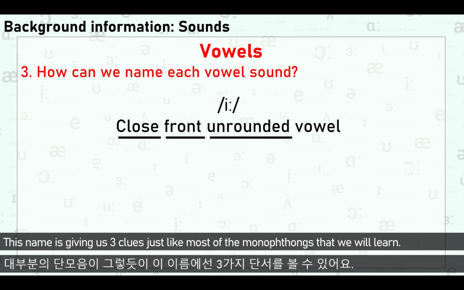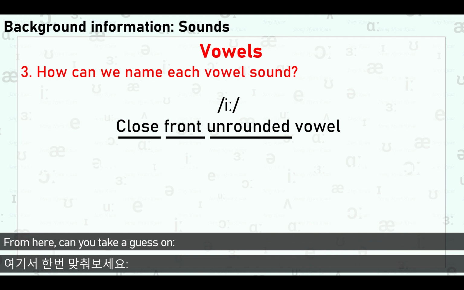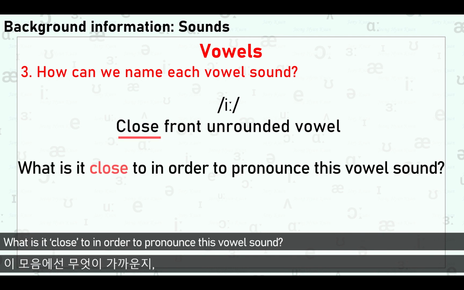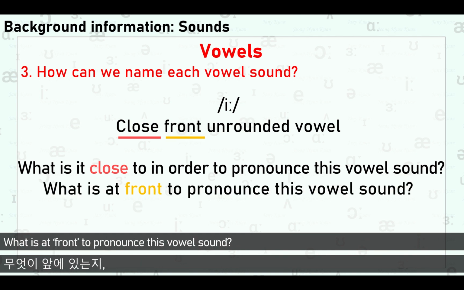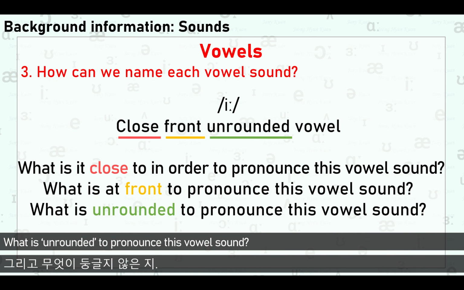This name is giving us 3 clues, just like most of the monophthongs that we will learn. From here, can you take a guess on what is it close to in order to pronounce this vowel sound? What is at front to pronounce this vowel sound? What is unrounded to pronounce this vowel sound?